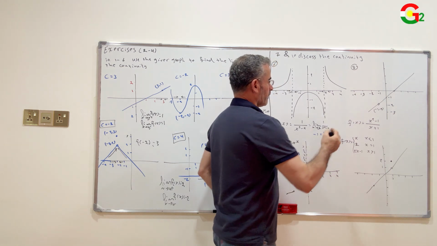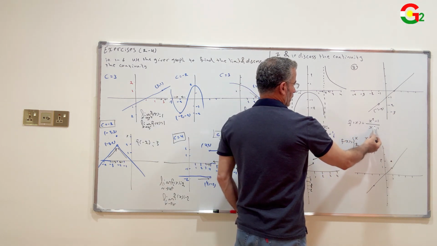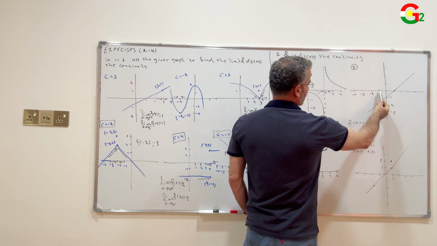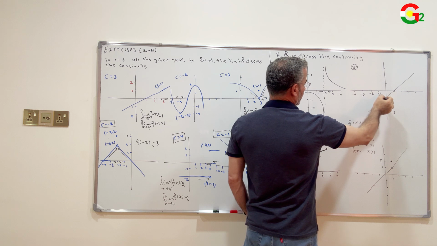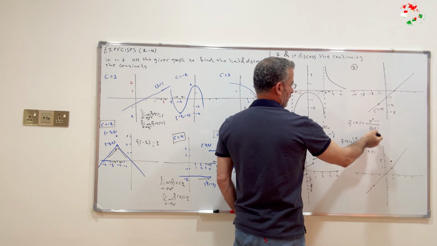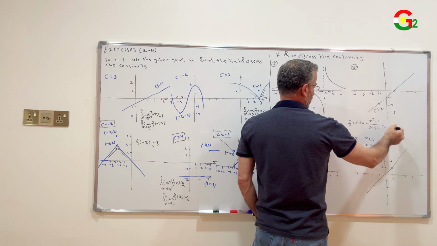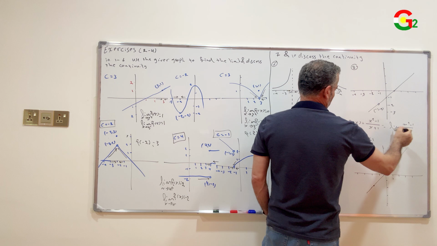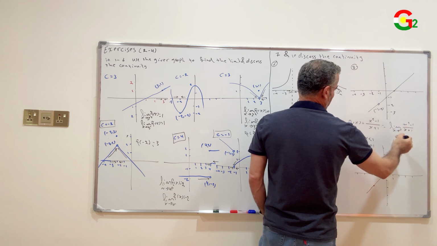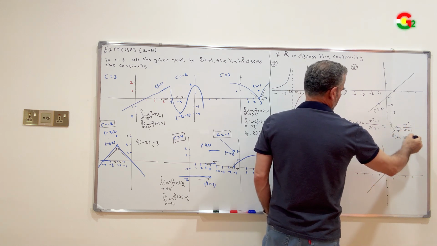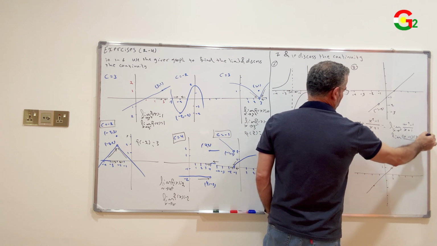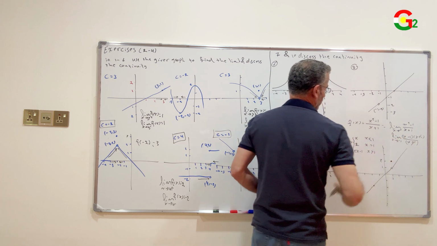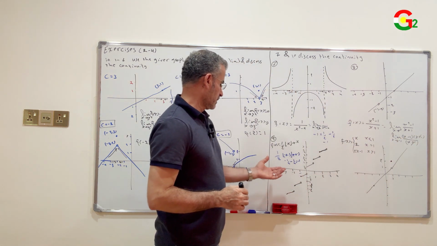Number 8, f of x equals x power 2 minus 1 over x plus 1. As you see, this function is not continuous when x equals negative 1, because negative 1 makes the denominator 0. But the limit of this function exists when x approaches negative 1. Therefore, this function has a removable discontinuity when x approaches negative 1, since the limit exists.